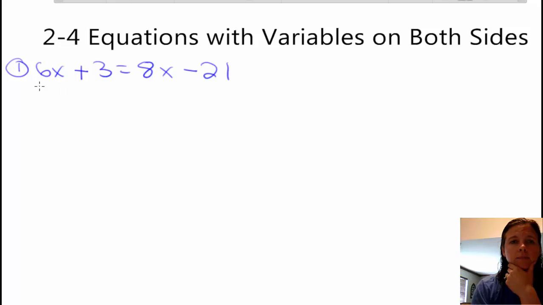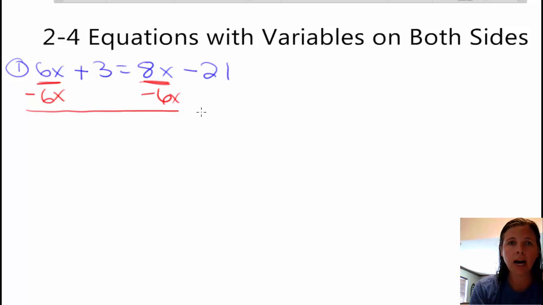So on here, we want to get our 6x and our 8x together, and we want to get our 3 and our negative 21 together. So it doesn't matter which one you do first. You can do whichever one you want first. You could subtract the 3. I'll show you that in a minute. I'll do this one twice. Okay, so 6x plus 3 equals 8x minus 21. You can either subtract the 6x over here or subtract the 8x over there. It does not matter. Whatever you want to do.